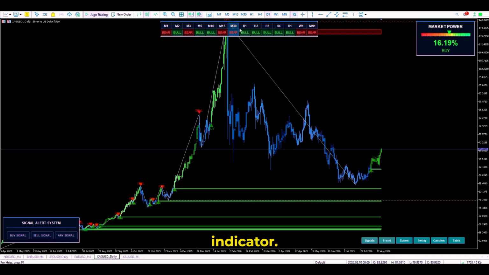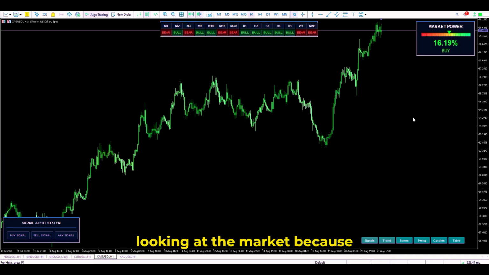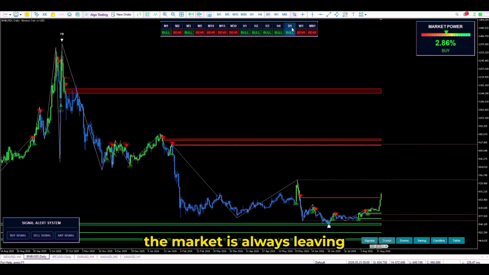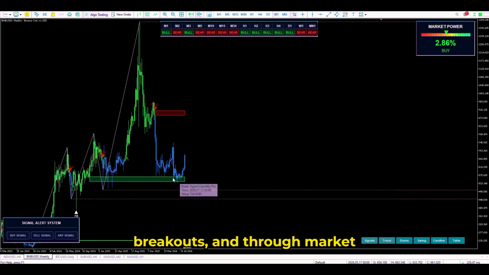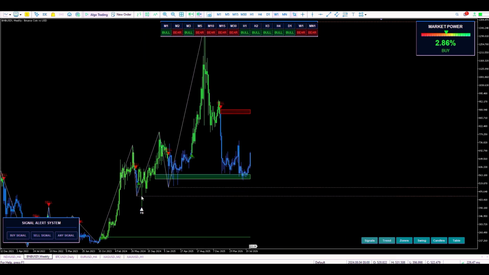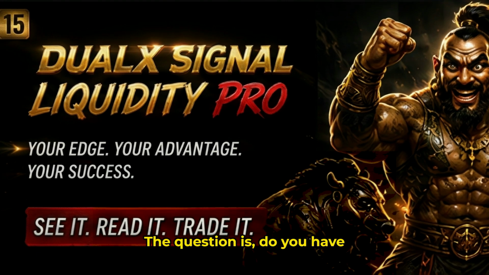This is more than just an indicator. It's a different way of looking at the market, because the market is always leaving clues through its swings, through liquidity, through breakouts, through fake breakouts, and through market structure. The question isn't whether the market is telling you something. The question is, do you have the right tool to read it? Welcome to a different way of reading the market.